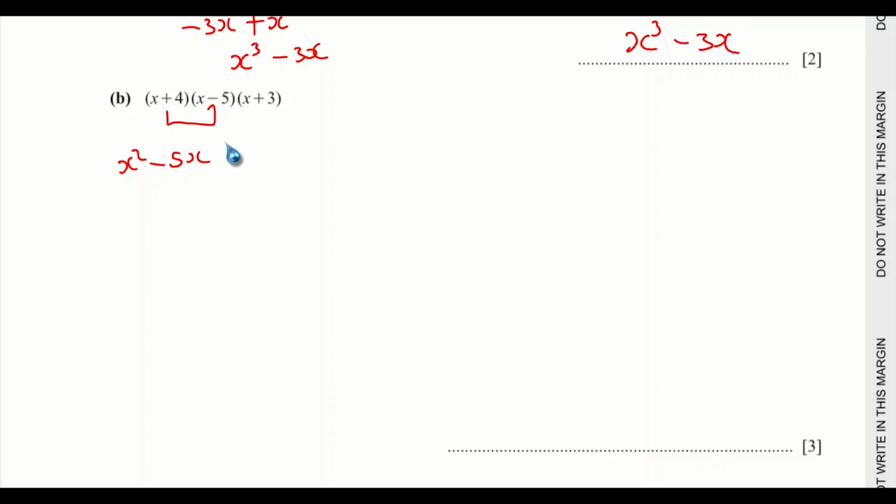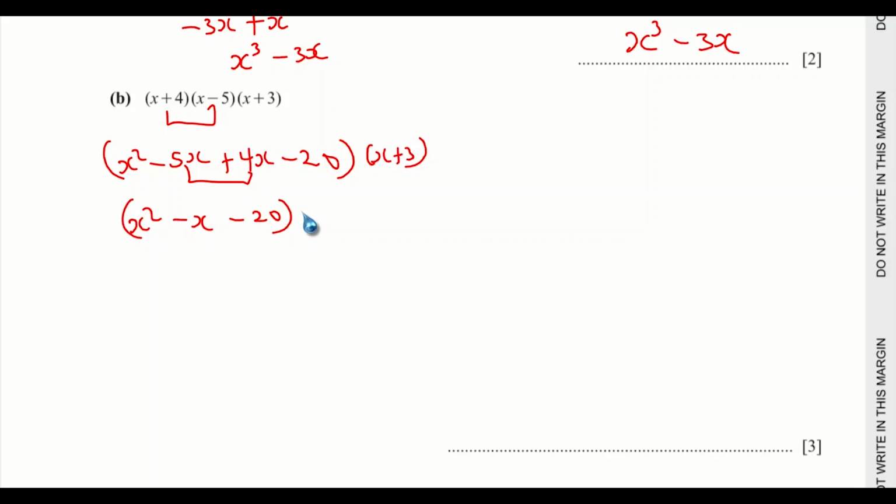Then plus 4 times x, that is plus 4x, plus 4 times minus 5, that will be minus 20, into x plus 3. So we can actually simplify these two. This will be x squared minus x minus 20, into x plus 3. So we can now expand this again by multiplying x by the whole of this, then 3 by the whole of this. So let's start with x.